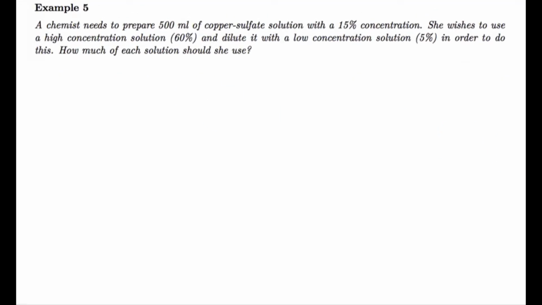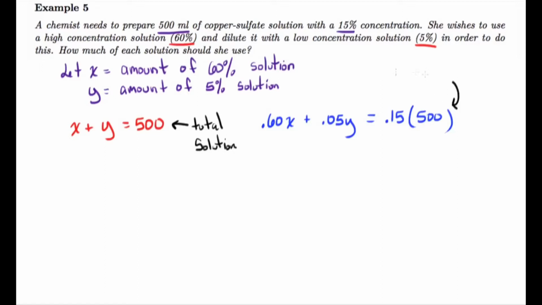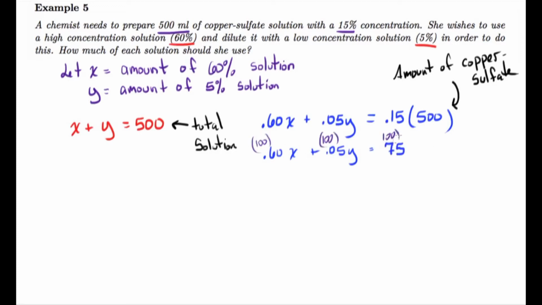Example 5. A chemist needs to prepare 500 milliliters of copper sulfate solution with a 15% concentration. She wishes to use a high concentration solution of 60% and dilute it with a low concentration solution of 5%. In order to do this, how much of each solution should she use? Well, we can let X be the amount of 60% solution, Y is the 5% solution. So X plus Y is going to get my total of 500.